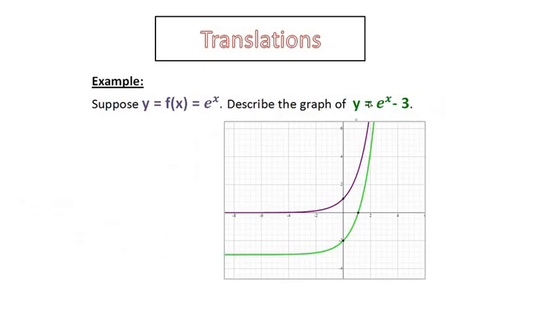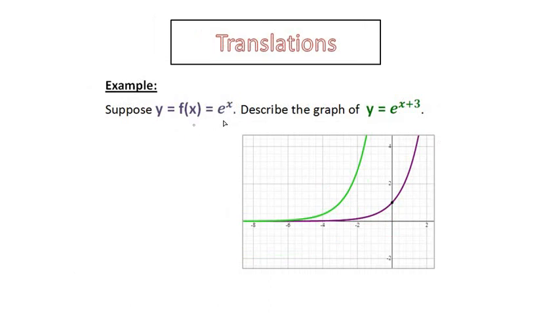Now what about this function here? The parent function is the same as the previous one, but here the new function is e to the power of x minus 3. This will shift the function down 3 units. Look at this point. Here it is 0 and 1, and it became 0 and negative 2. 1 minus 3 is negative 2. So this point is shifted down 3 units. Actually, all the points will be shifted down 3 units. But as we said, it's easier to determine the shift for the y-intercept.